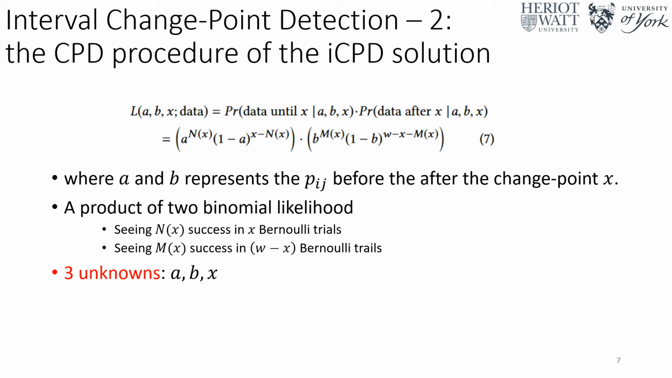Essentially, the likelihood function 7 is a product of two binomial likelihoods. The first one represents what happened before the change point, that is, seeing N_x successes in x Bernoulli trials, while the second one represents what happens after the change point, that is, seeing M_x successes in w-x Bernoulli trials. We can see there are three unknowns in our likelihood function.